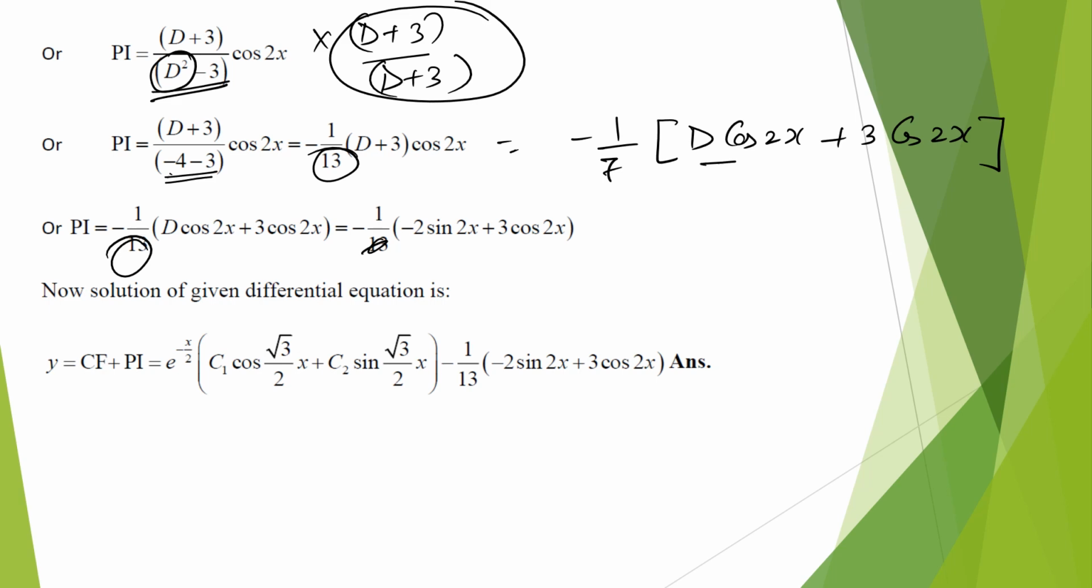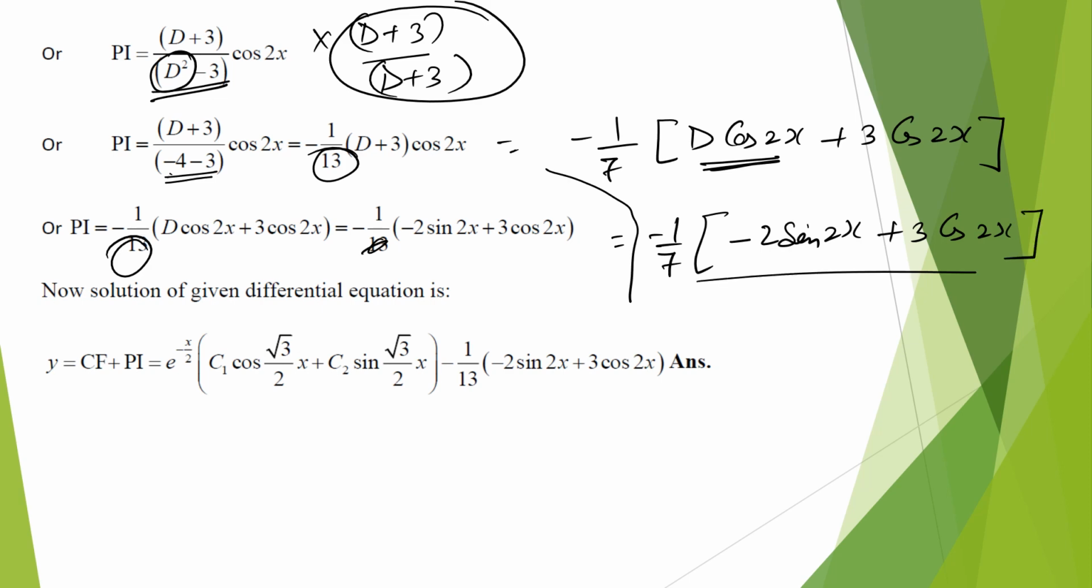For this portion we have to differentiate only cos 2x with respect to x, that will be minus 1 by 7. Differentiation of cos is minus 2 sin 2x and this 3 cos 2x will be same. So this is the PI. Now again the solution is CF plus PI portion.